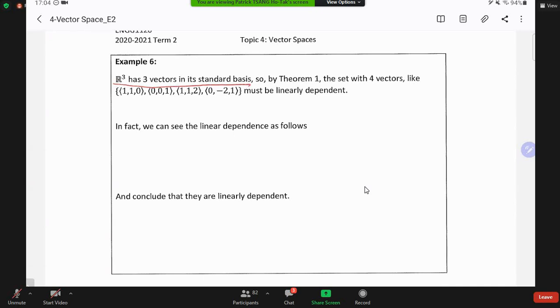Now I would like to apply theorem 1. Suppose there is a set consisting of 4 vectors, again in the same R3 space, the same vector space. The new set consists of 4 vectors, namely (1, 1, 0), (0, 1, 1), (1, 2, 0), and (0, -2, 1). Theorem 1 tells us that this set must be linearly dependent.